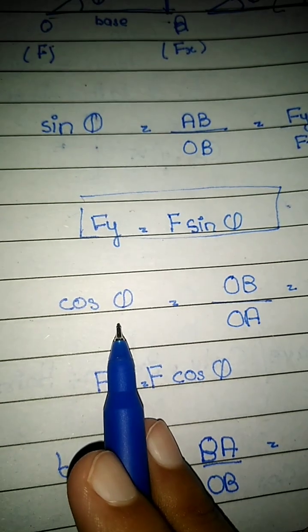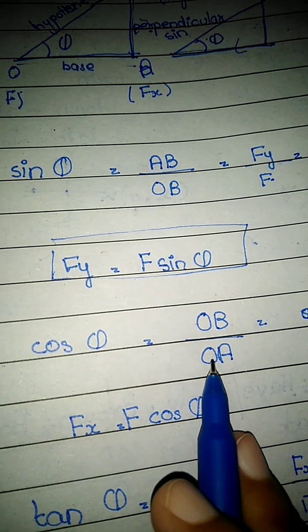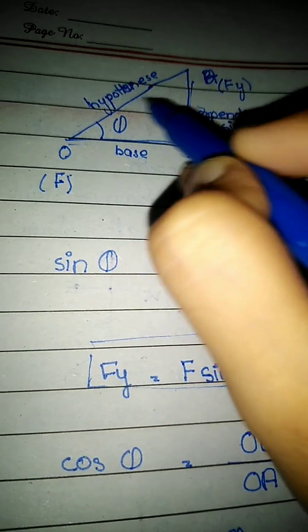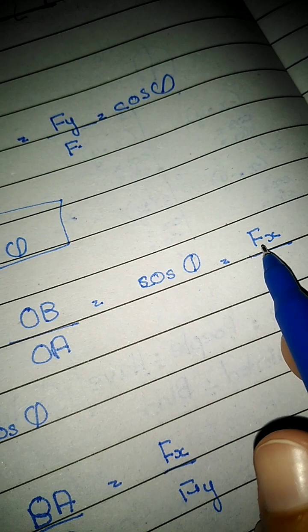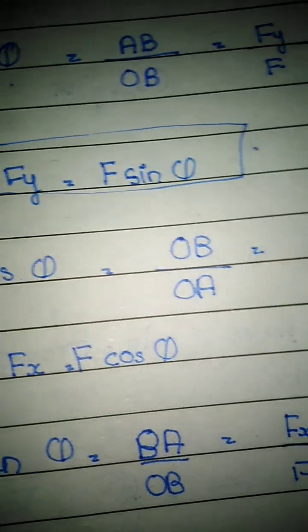Now here is cos theta. Curly Brown Hair: OB represents the base, and hair is the hypotenuse, OA. Its formula is Fx upon F. The same method will be used, so Fx is equal to F cos theta.